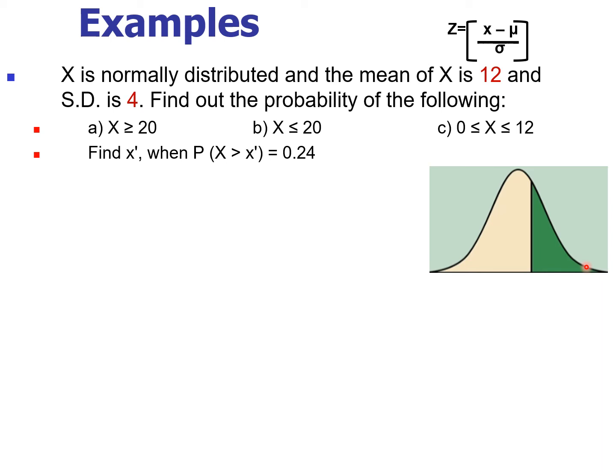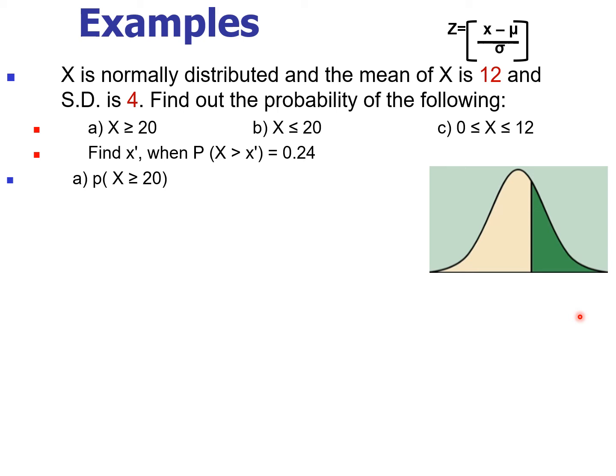Now we have a question wherein x is normally distributed, and the mean of x is 12 and the standard deviation is 4. We have not been given the z value, but we have been given an x value. Find the probability for x greater than or equal to 20. So we'll have to convert this normal distribution into a standard normal form by using this formula.